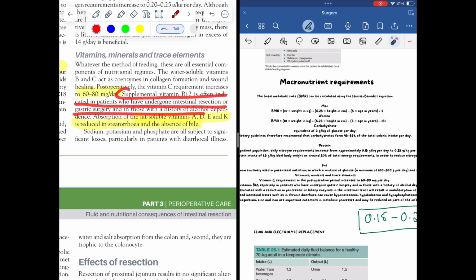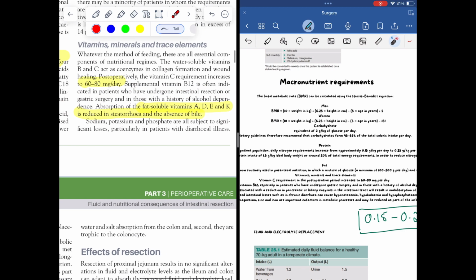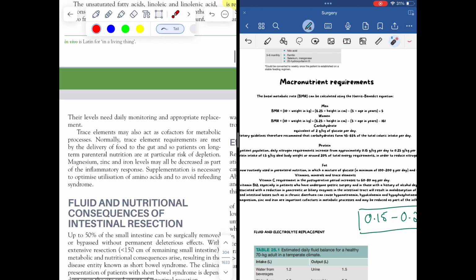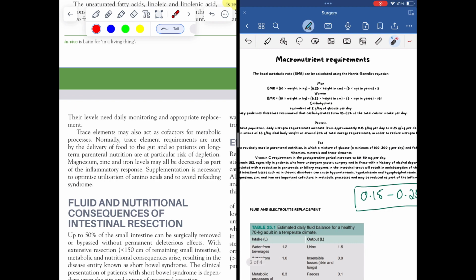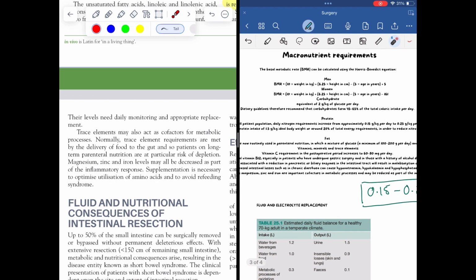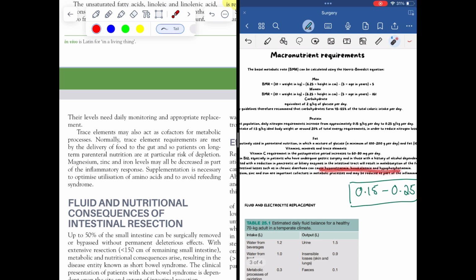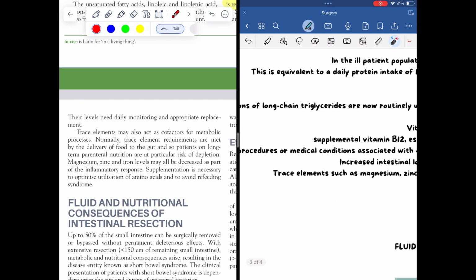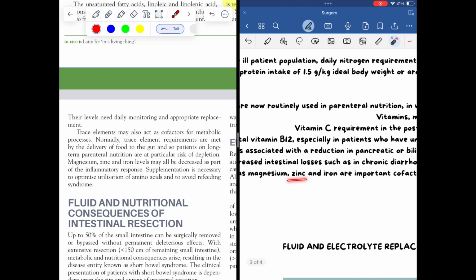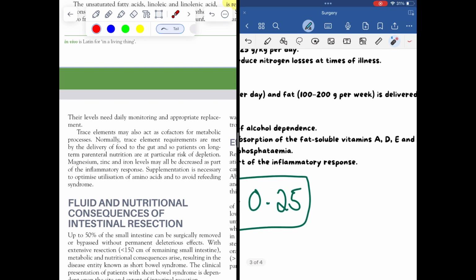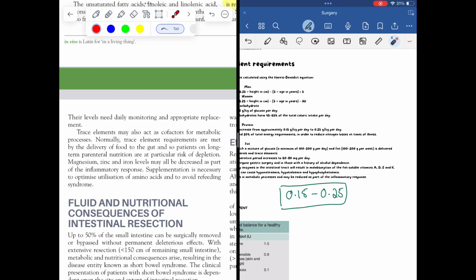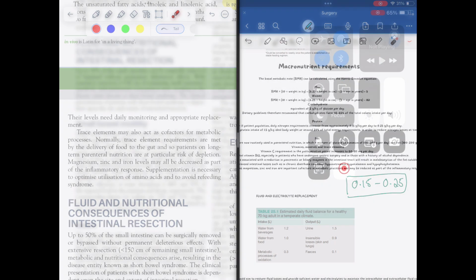These are the important points that I've highlighted. First is the vitamin C requirement increase, 60 to 80 mg per day, supplemental vitamin B12, and the malabsorption of the fat soluble vitamins. Increased intestinal losses, such as in chronic diarrhea, can cause hyponatremia, hypokalemia and hypophosphatemia. Also trace elements such as magnesium, zinc and iron are important cofactors in metabolic processes, and these cofactors may be reduced as part of inflammatory response.